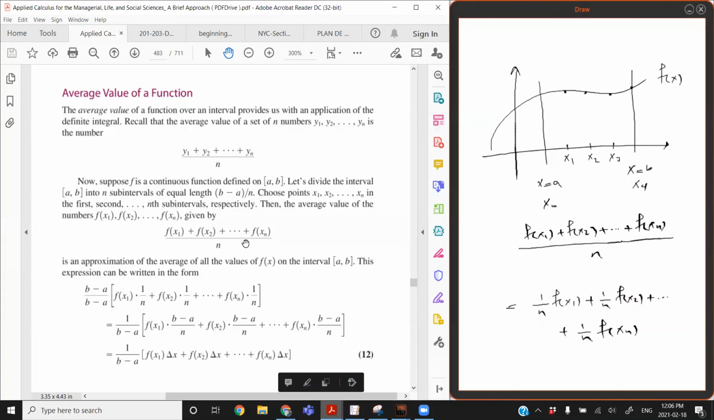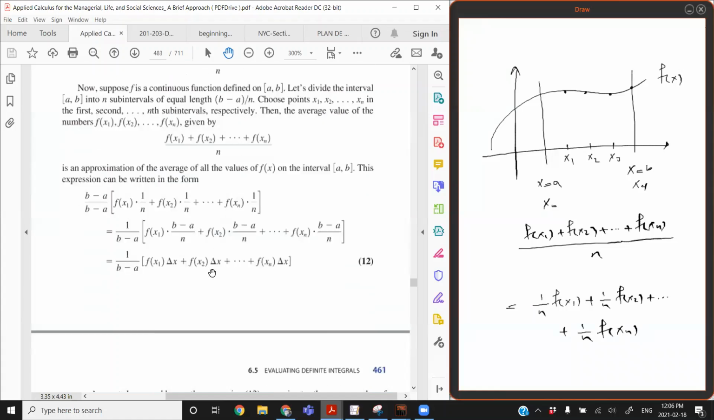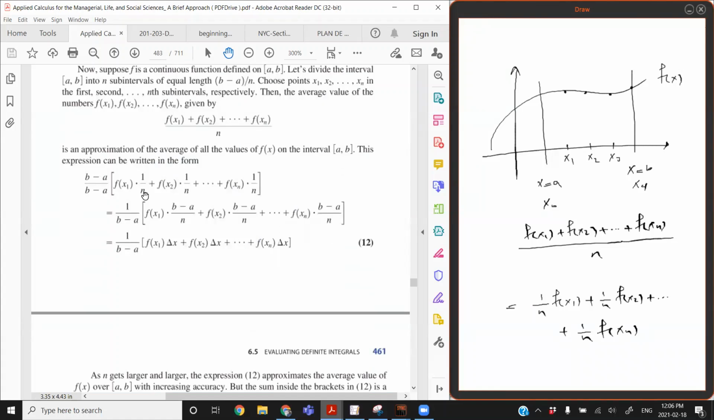And as you can see here, we're doing some simple algebra. What happens if we multiply this expression by b minus a over b minus a? So you agree that b minus a over b minus a is simply 1. So by doing that, we are not changing the value of this expression, because b minus a over b minus a is simply 1.